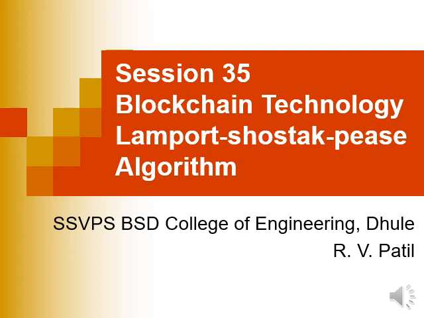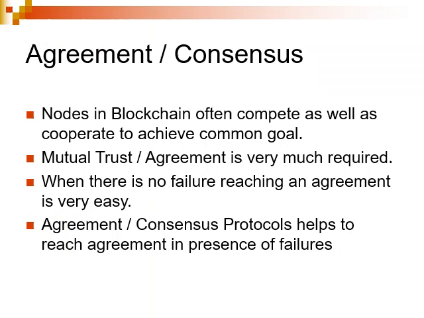Lamport Shostak Pease algorithm. Before studying this algorithm, we have to understand what is agreement, or we can say what is consensus. Nodes in blockchain often compete as well as cooperate to achieve common goals. So, what is the aim of consensus algorithm? To agree on some common value, to agree on some common goal. All the nodes will compete with each other, and the ultimate goal is to achieve some common goal.